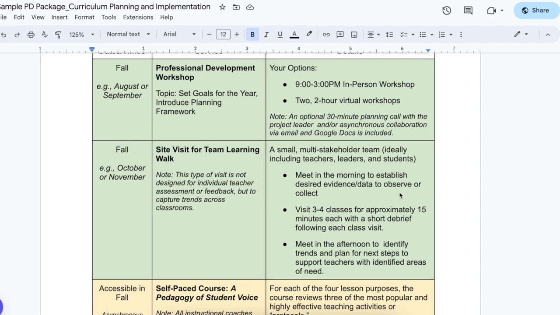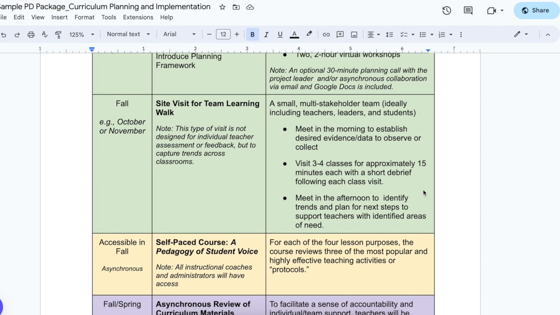So this would be ideally inclusive of teachers, leaders, and students. You would meet in the morning. So this would be usually a full day or like a 3/4 day thing. Meet in the morning, establish what are the things we want to observe or experience. What is the data we want to collect when we go in these classes, and visit, I would say 3 to 4 classes, about 15 minutes each.